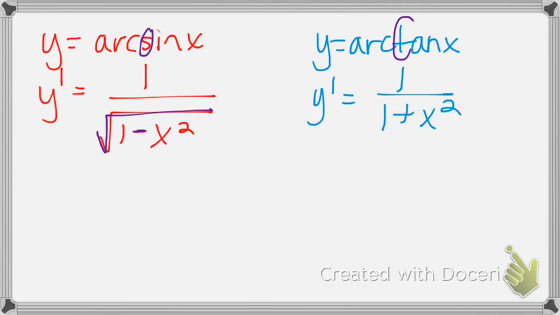Arctan has a plus. That looks like a T. Kind of silly, but maybe that'll help you remember it. I don't know. Arcsine has all the subtraction things and the square roots. But arctan, it looks like a plus when you add, so I don't know. Okay, so let's talk about how we use it.